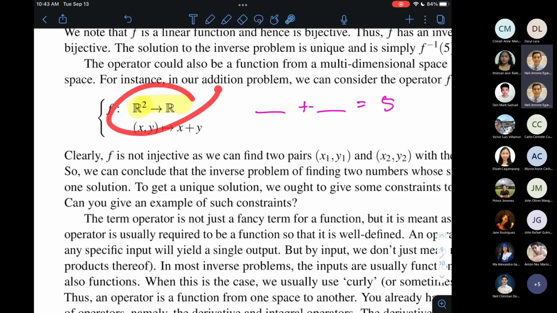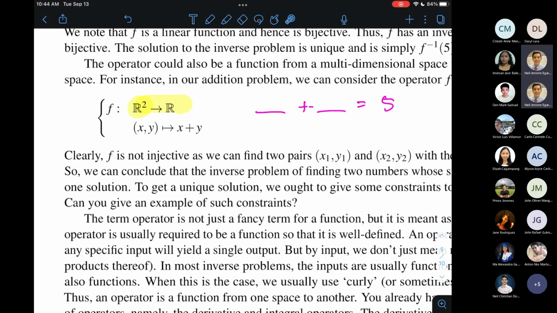Alright? So this is an example of a two-dimensional space being mapped to a one-dimensional object. And when that's the case, most likely the solution is not unique. Because when the dimension of the input space is larger than that of the output space, chances are it is not injective. Alright?